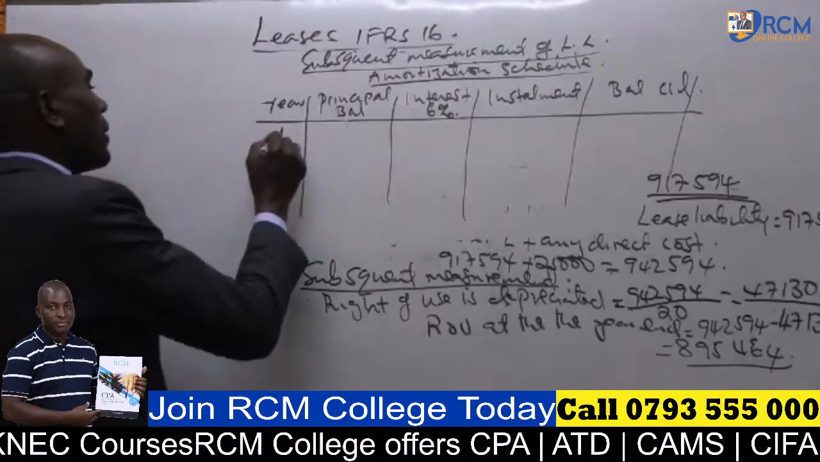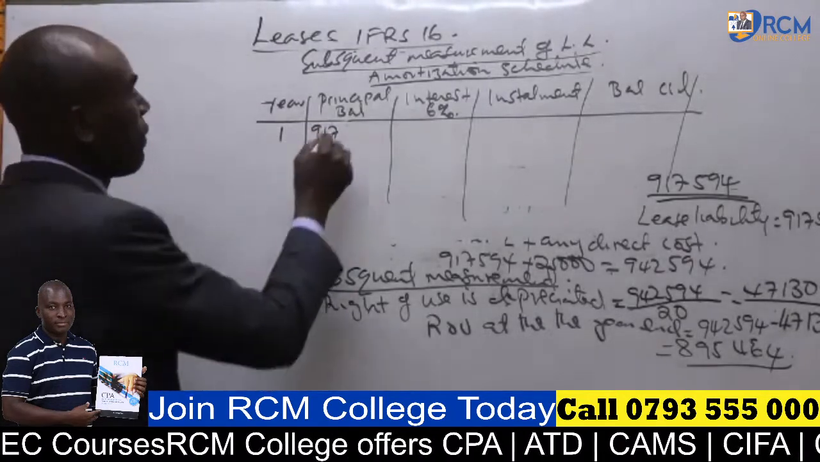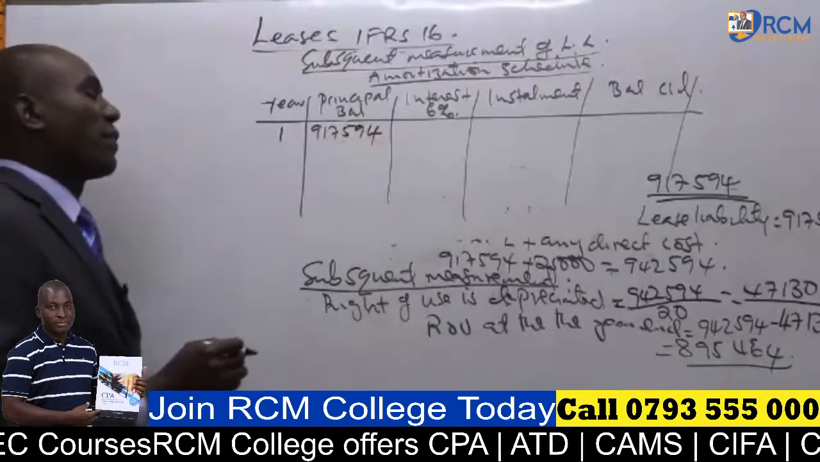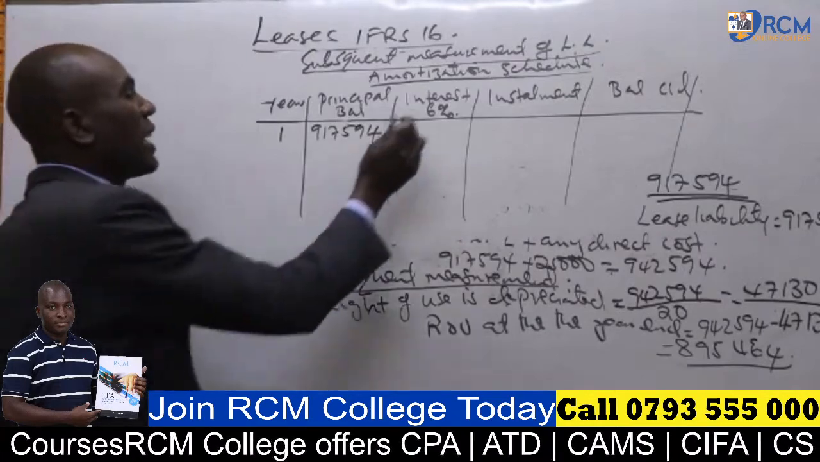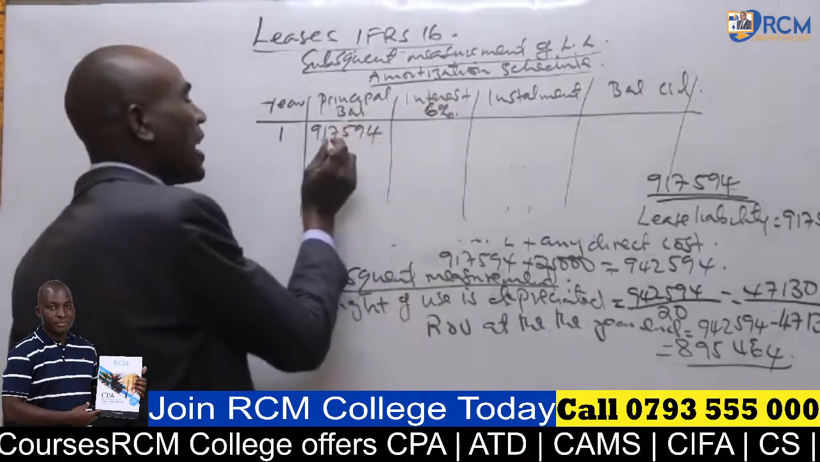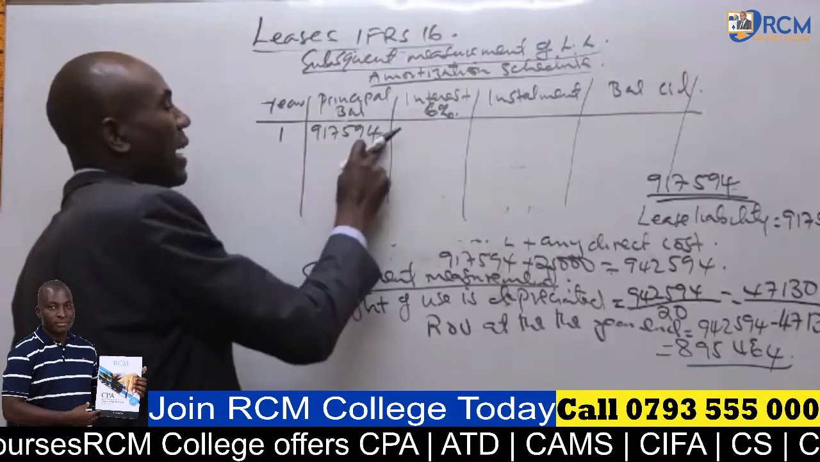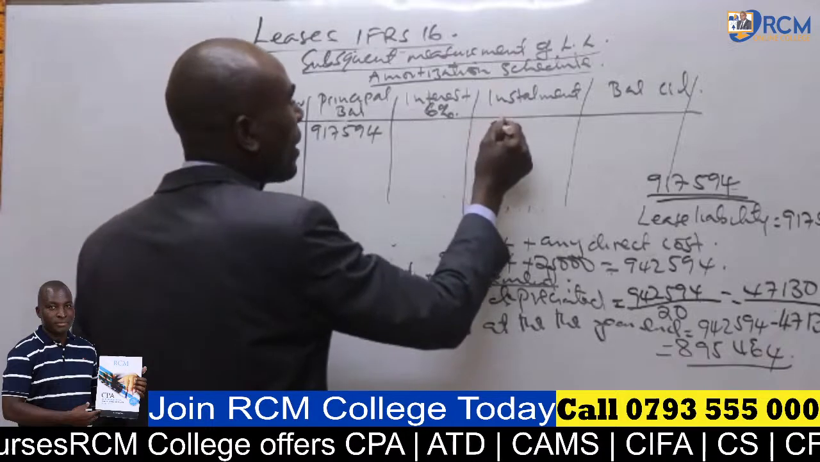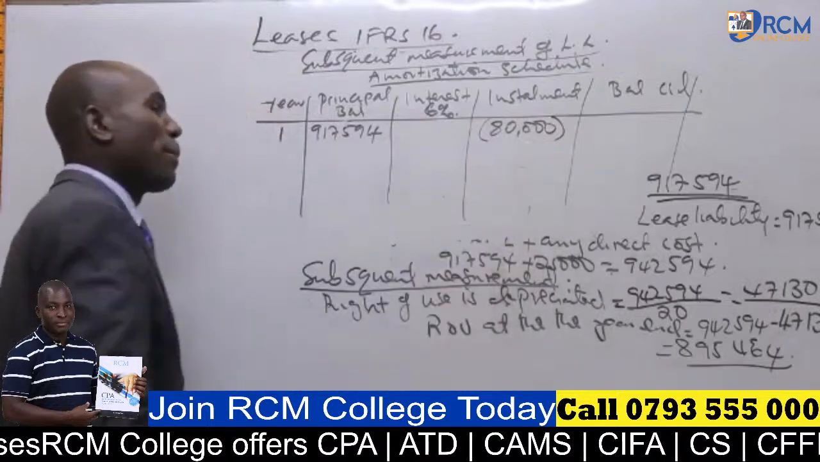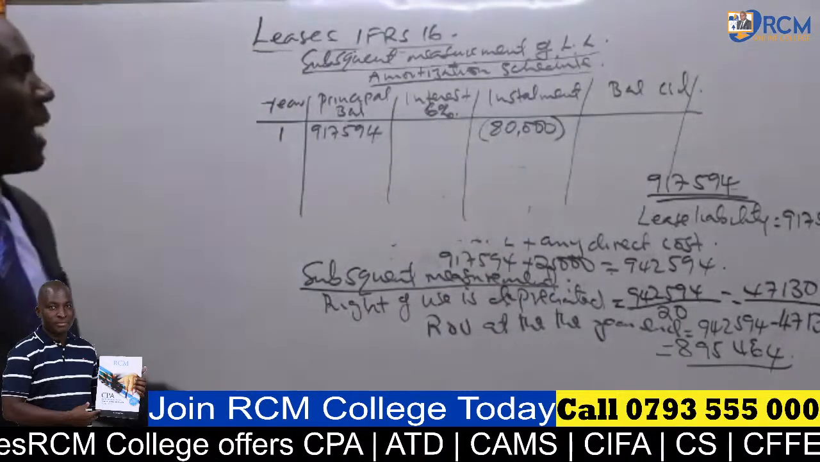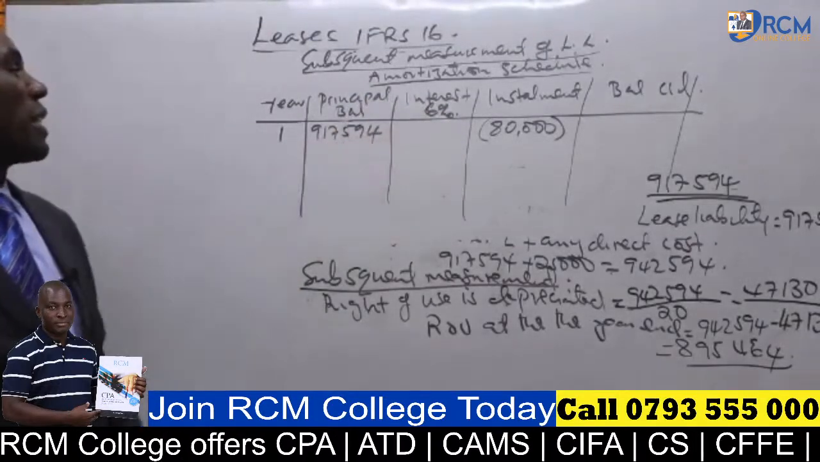Therefore, year one, our principal balance is 917,594. The interest of 6%, because payments are made in arrears, we charge it on this. Then we pay 80,000. 80,000 is constant every year. That is what we are paying as our annual payment. Interest 6%, implicit interest rate, we charge it on principal balance.